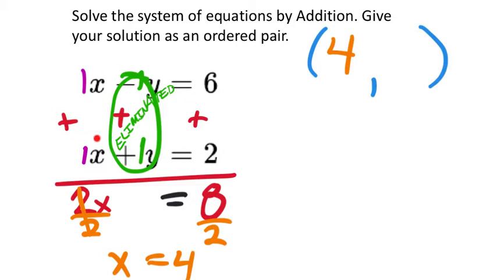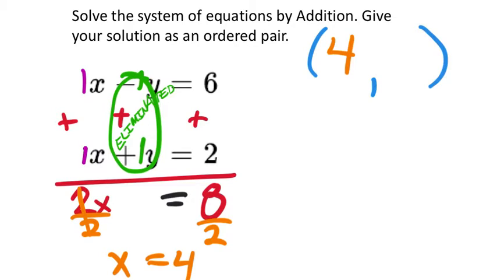But now that I know the x is 4, I got to go back to one of the two original equations, x minus y equals 6 or x plus y equals 2, and I need to find the corresponding y value that will make it true. I'm going to choose the second one, because it's going to be less work. I don't want a negative y, which is the variable we're solving for, so I don't want to deal with that -1 coefficient.